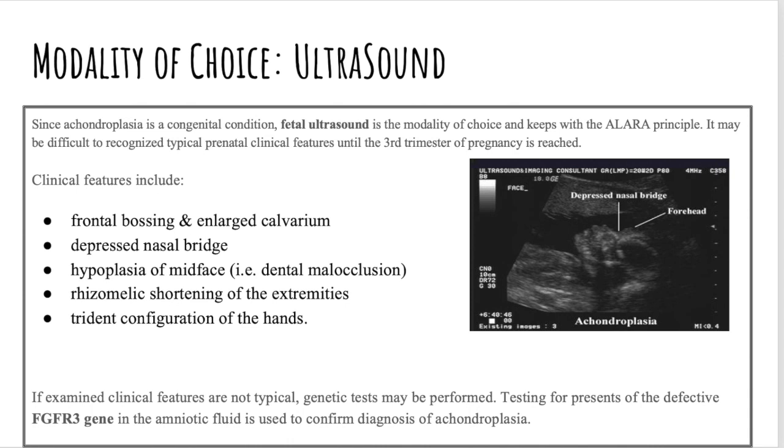So in patients where there is diagnostic uncertainty or atypical findings, genetic tests from the amniotic fluid may be required to identify a heterozygous pathogenic variant in the FGFR3 gene, which was previously mentioned in the PowerPoint presentation as well.